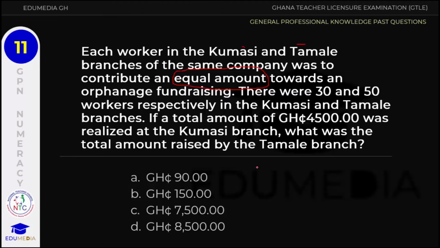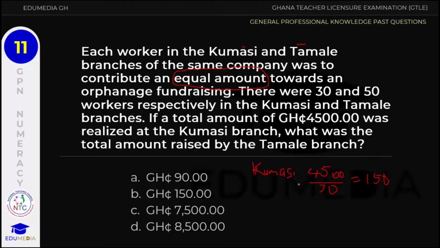So Kumasi has 4,500 Ghana cedis out of their 30 workers. Now, we want to find out how much each of them contributed, because each employee across the board, irrespective of your branch, is to contribute the same amount. So when you divide this by 30, we're going to get 150. And 150 is the amount that each employee contributes.